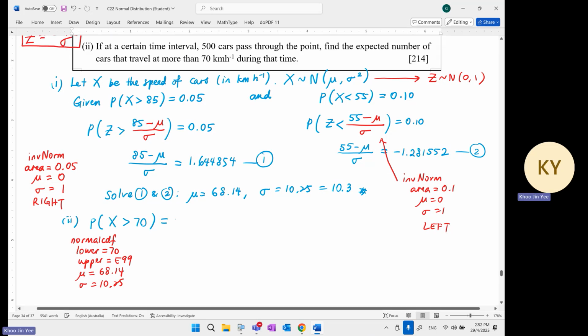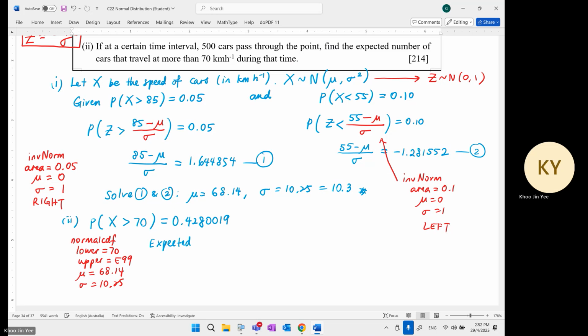Okay, so this one will be roughly 0.4280019. So expected number of cars would be 500 times this value over here. Would be around 214.0009, roughly 214 to three significant figures or round to the nearest integer. Okay?